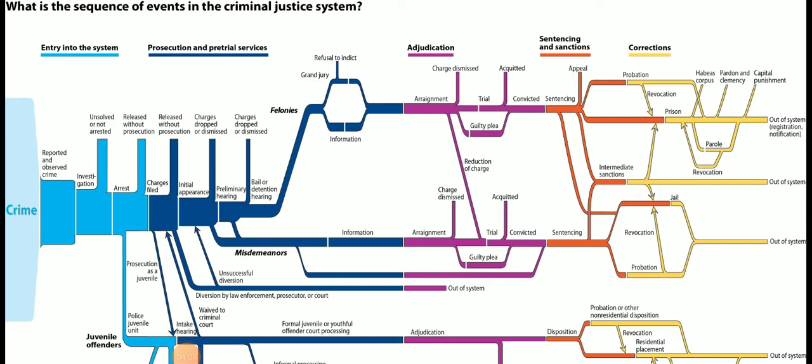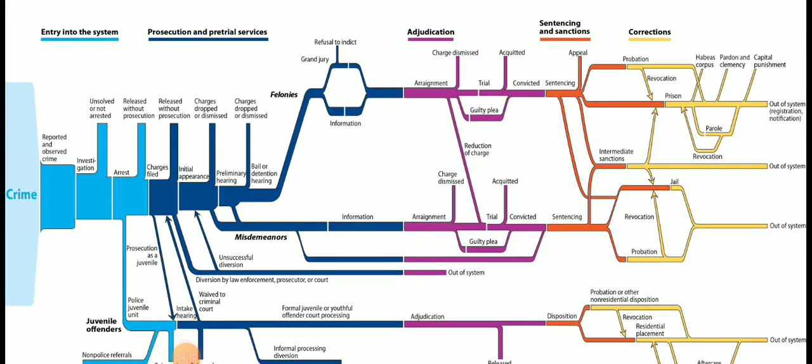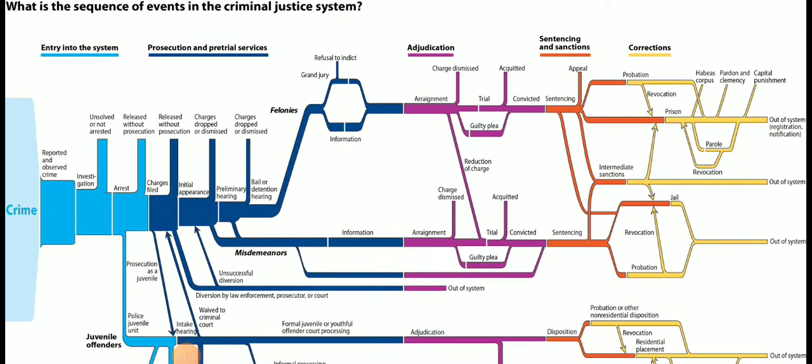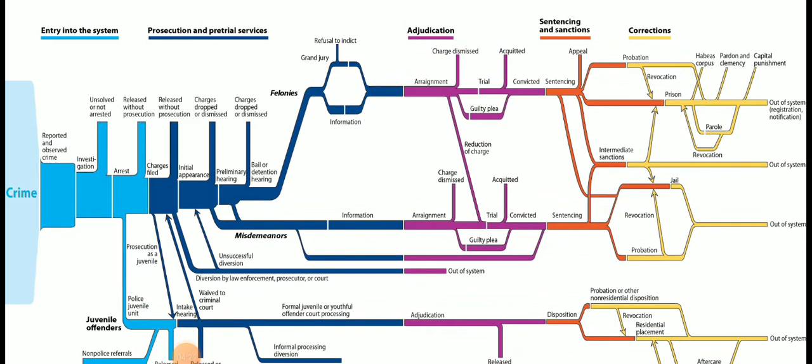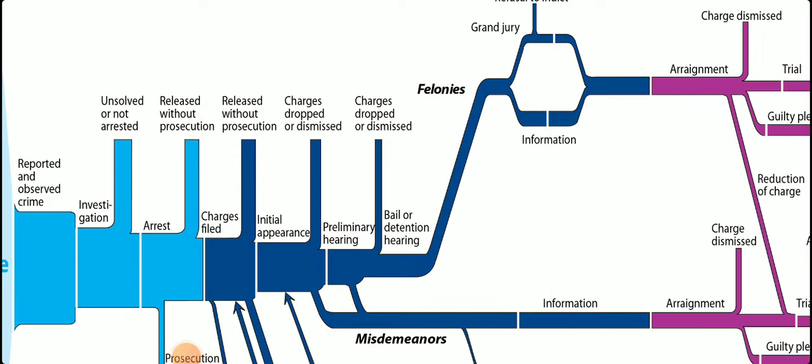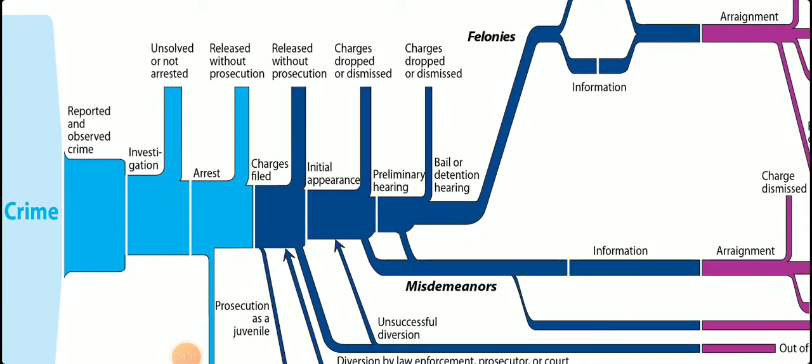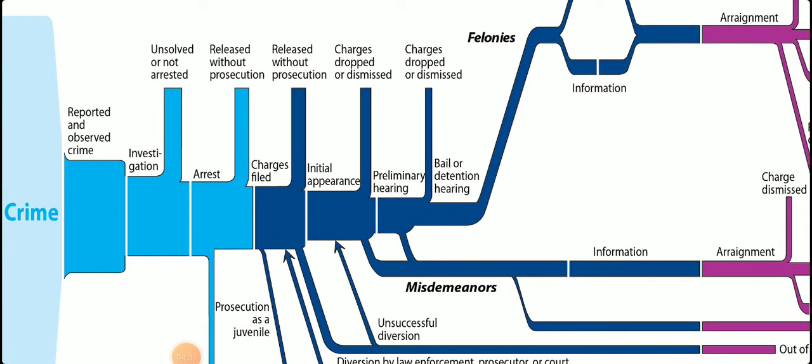Entry into the system. 1. Crime. A crime happened, either reported and observed or not. If not, then it is not entered into the system. If it is reported and observed, then investigation starts. In investigation, either it is unsolved or not arrested.